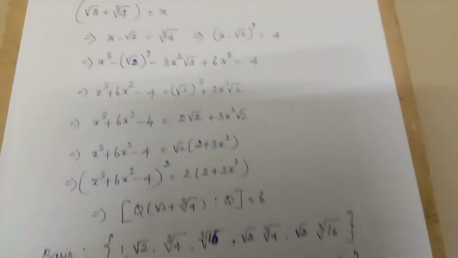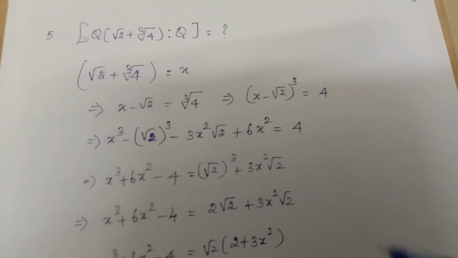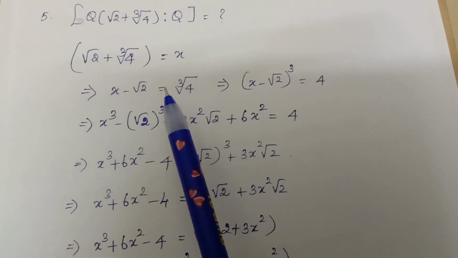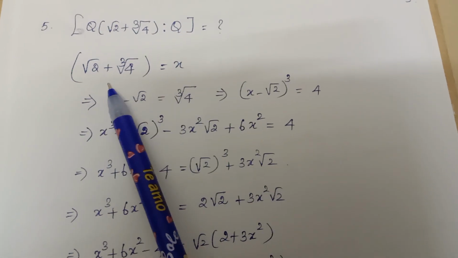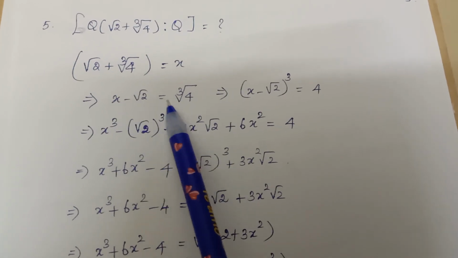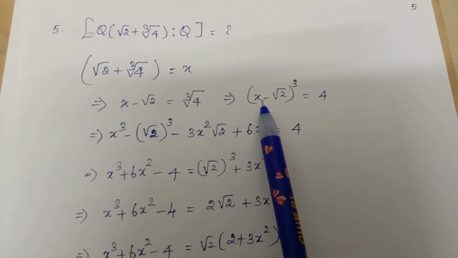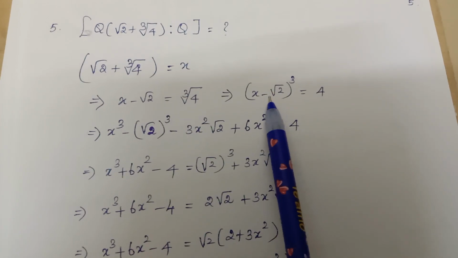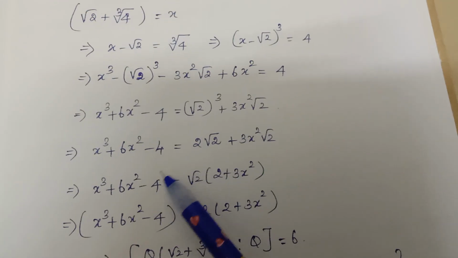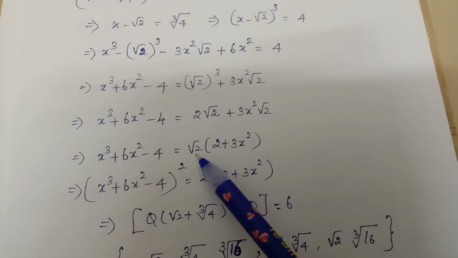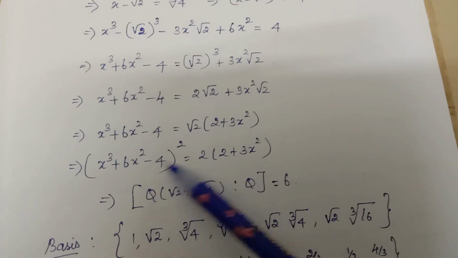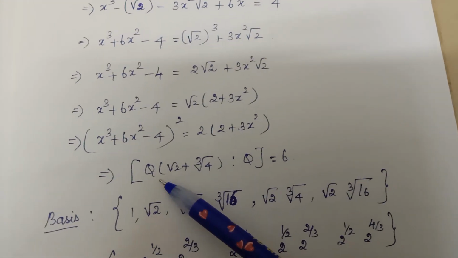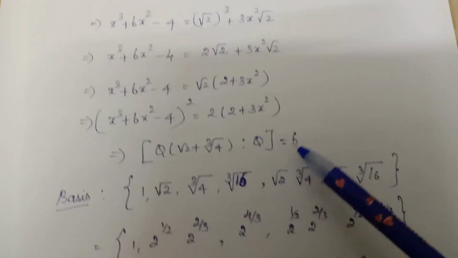Then the next one is Q(√2 + ∛4) over Q. The same problem which we have already done. So let me take x equal to this value. Then rewrite x − √2 equal to ∛4. So raise the power to 3 on both sides: (x − √2) the whole cube equals 4. So if you simplify, I am getting one more irrational number, √2. So square on both sides. I am getting a polynomial of degree 6. So the degree of Q(√2 + ∛4) over Q equals 6.